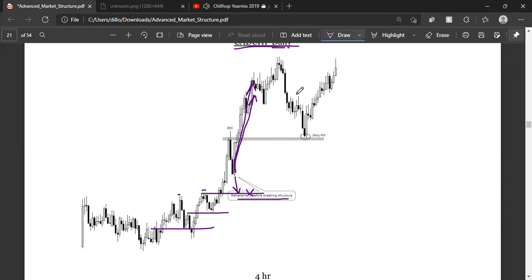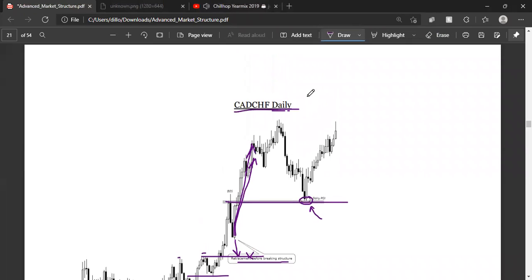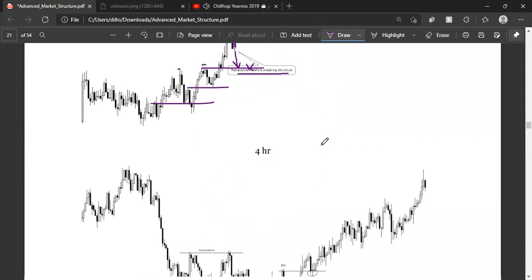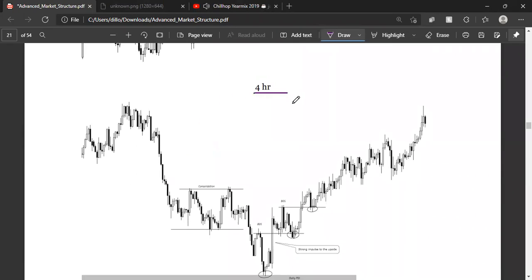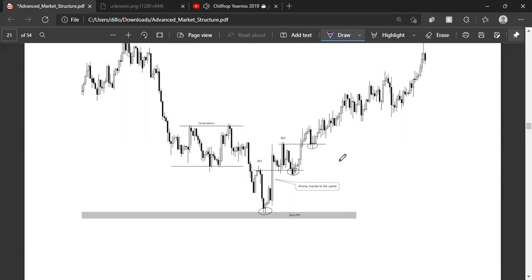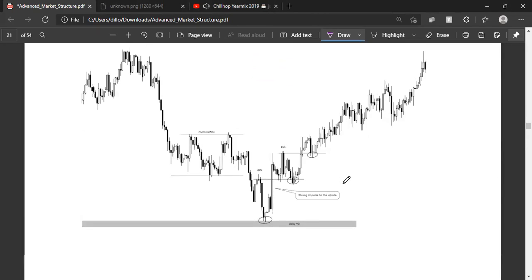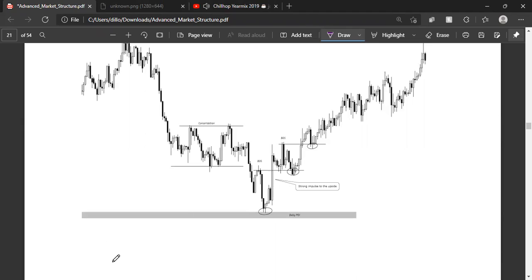So where's our next point of interest, right? And that's in that area of broken structure, right? So on a lower time frame, we will go to this area. So we're on the daily. When we drop down to the 4 hour, now what do we see? Wow, this is really juicy. This is super clean. So what do we see here, right?